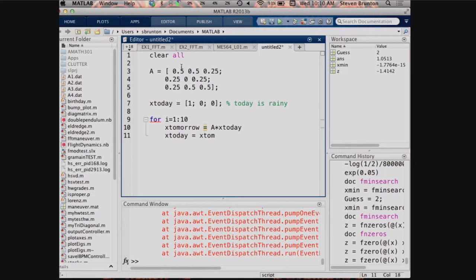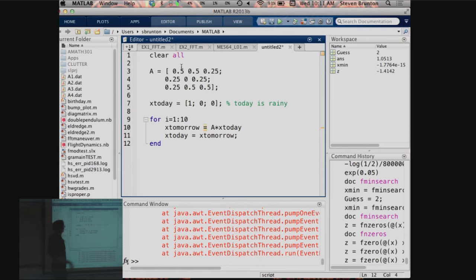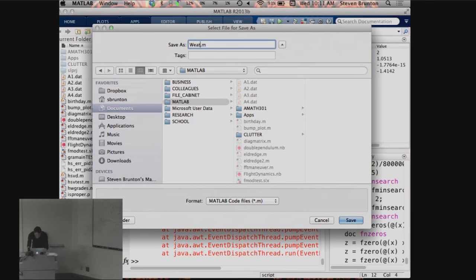Super simple. Okay? I have a vector representing my probability today. This is a column vector, so these semicolons mean that it's arranged as a column vector. I have my A matrix that tells me what my weather will be like tomorrow given my weather today. And I'm going to cycle through 10 days and compute what the probability of the weather is on day 1, day 2, day 3, day 4, up to day 10 from now. Okay? So if I run this, let's save this as weather.